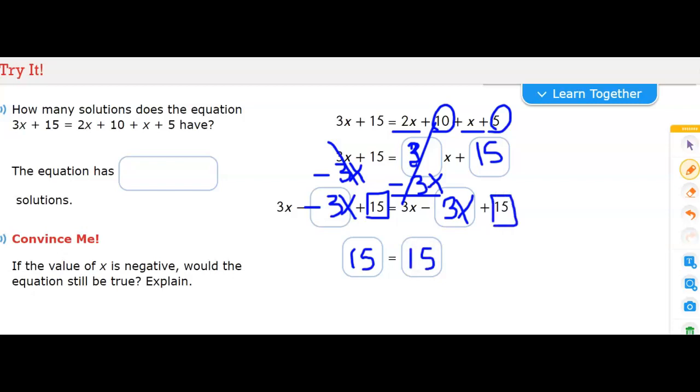So in this case, where you have the same number equal on both sides of the equation, that tells us we have infinitely many solutions. So that's what you would write, infinitely many solutions to this particular equation.